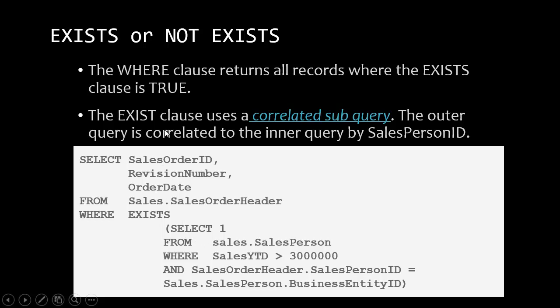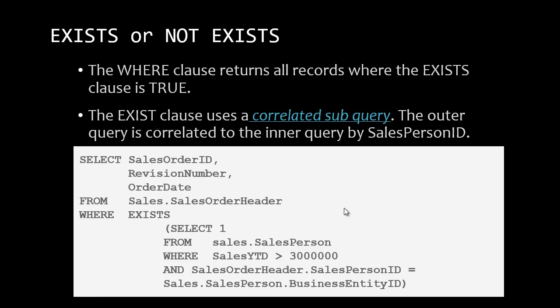The one thing you need to notice about the exist clause is that it uses a correlated subquery. You might be saying, what the heck is that? Another new term. Correlated means that it's going to use something from the outer query in the inner query. In this case, it's using the salesperson ID from the exact same table that we have in the outer query. So the exist clause must be correlated with that.